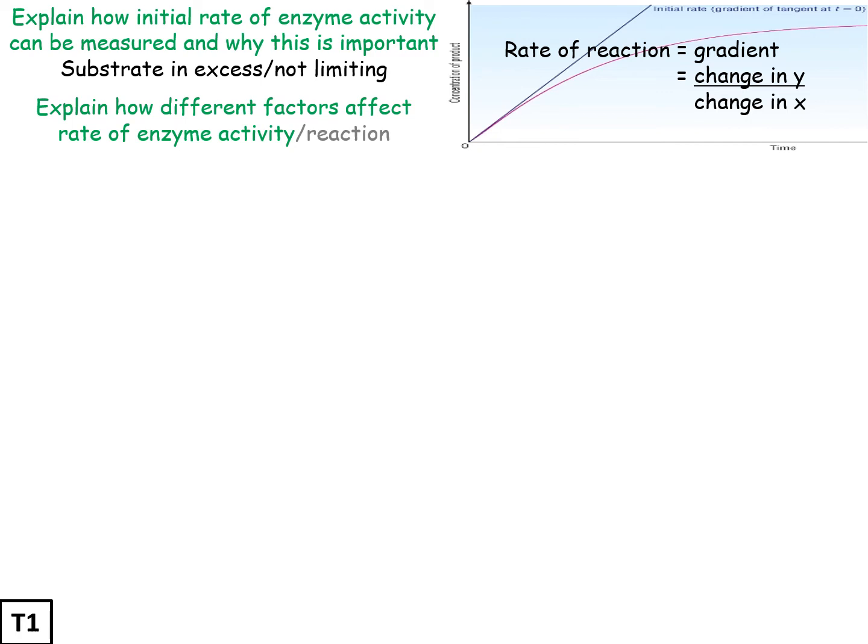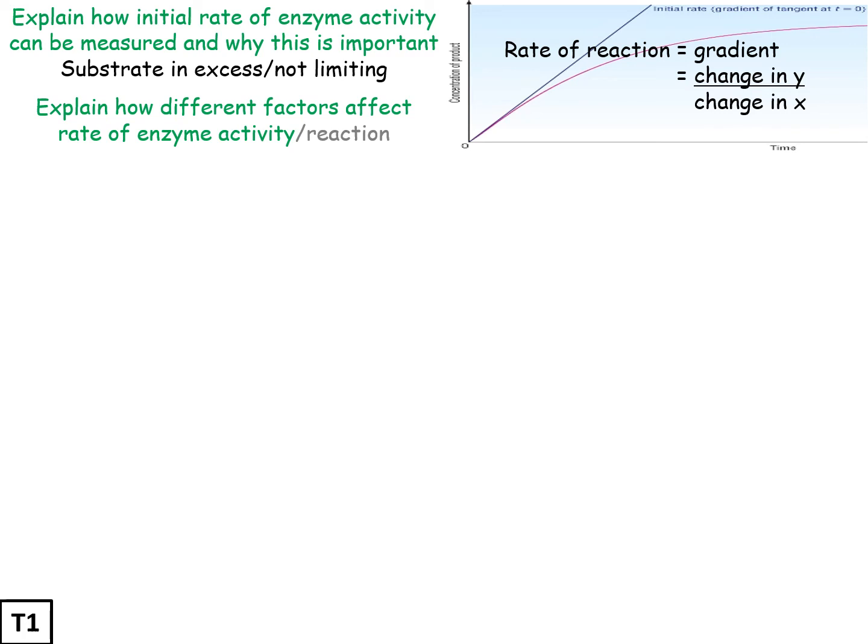And why measure the initial rate of enzyme activity? This is done when the substrate is in excess, so not limiting. If you were to measure the rate of enzyme activity at other times, not the initial time, the problem would be that the substrate might start to run out. It would not be in excess, so it would not be a fair comparison between different enzymes. So you want to make sure that there's enough substrate so you can make a comparison on the enzyme activity rate. And this is done at the initial rate.